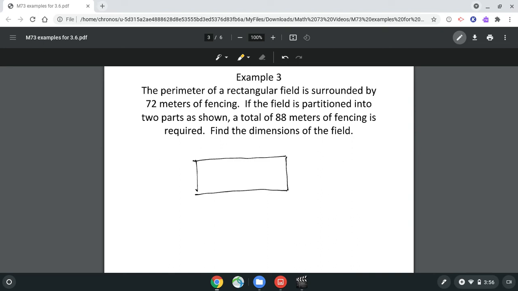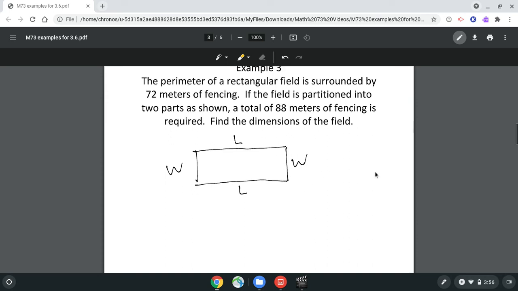So far right now we know the perimeter of this rectangular field is surrounded by 72 meters of fencing. So if you remember, we'll call this length, and these two are the same. And this here is width, and these two are the same. And we know that perimeter, if we add up all the sides, we have 2L plus 2W. So we know that 2L plus 2W equals 72. So that's our first equation.